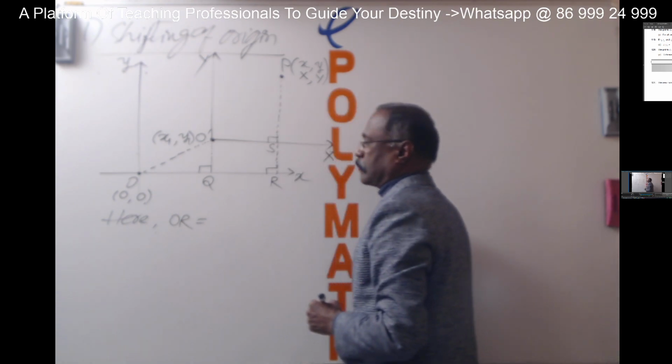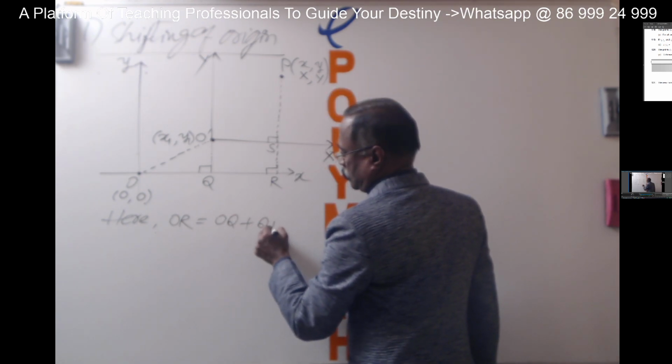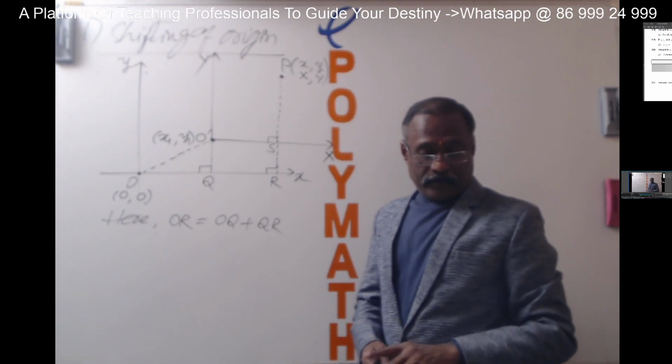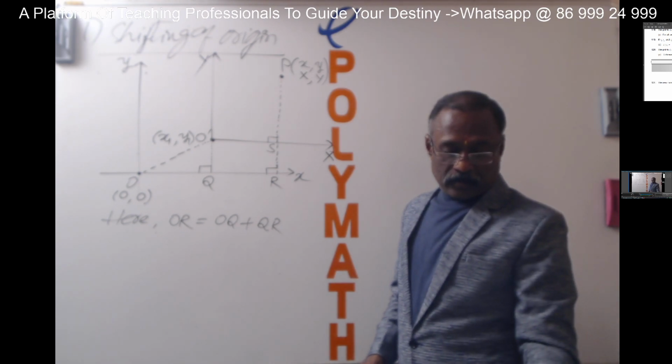OR is equal to OQ plus QR. Now, do you understand what is OQ?